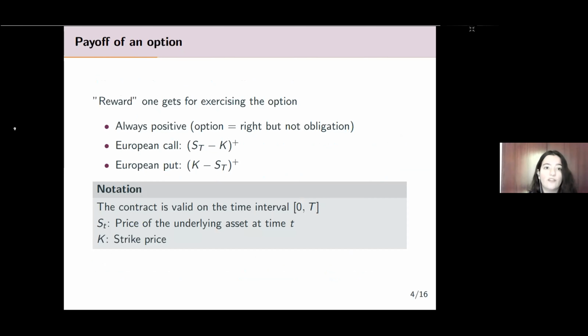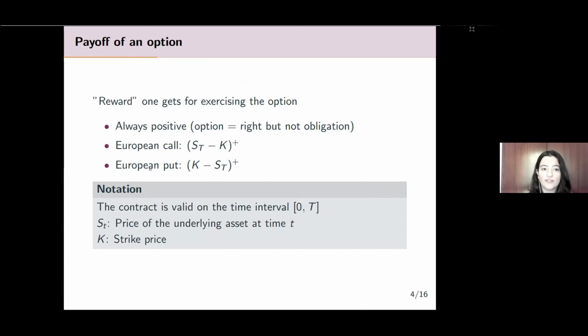So if my prediction turns out to be true, and in fact in a year I have cotton at 20 euros per kilo, I gain by being able to purchase this cotton at 15 euros per kilo. When I buy a kilo of cotton, I will gain an advantage in relation to the market. This is a reward that I get for exercising my option, that is 5 euros. And this is called the payoff of my option.